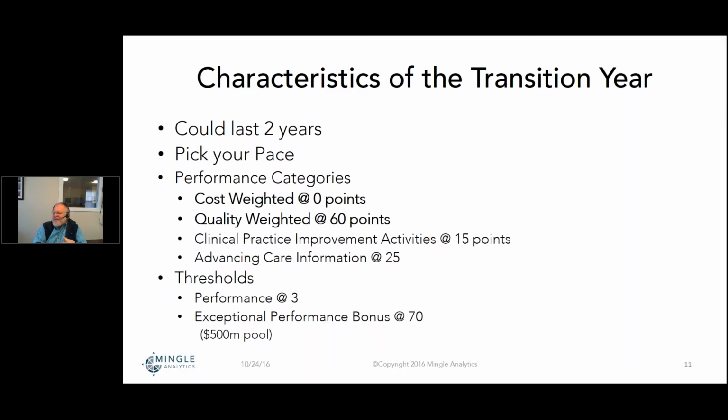There's still an exceptional performance bonus. They're putting $500 million in a pool that goes to the top 30%, to anyone at the 70th percentile and above for performance. So those are the characteristics.